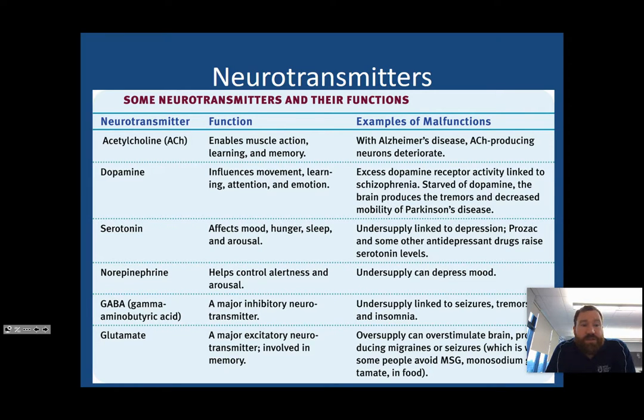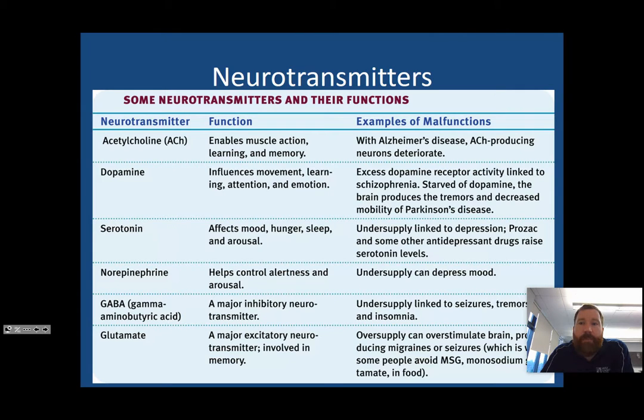So those are the 6 main ones. We'll talk about other ones throughout the year. We'll talk about oxytocin a little bit. But for now, those are the 6 main neurotransmitters that you're going to need to know what they do and what happens if there's too much or too little.